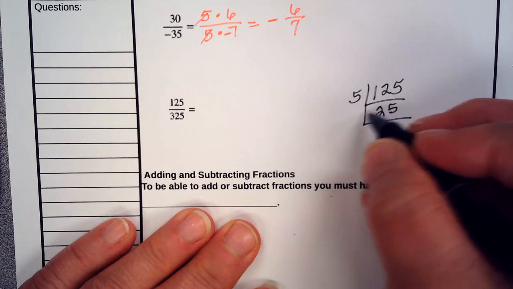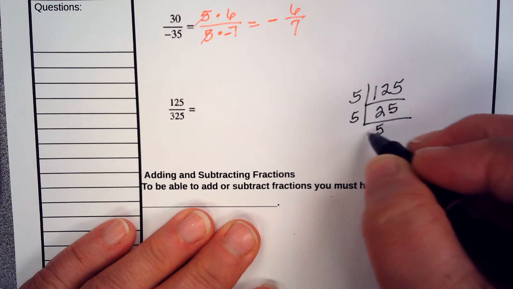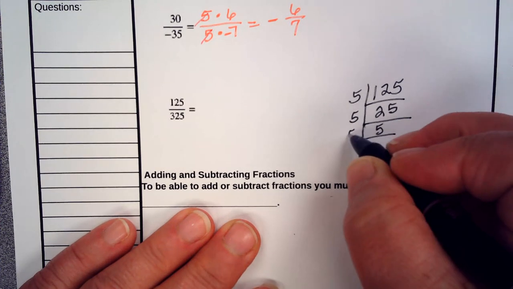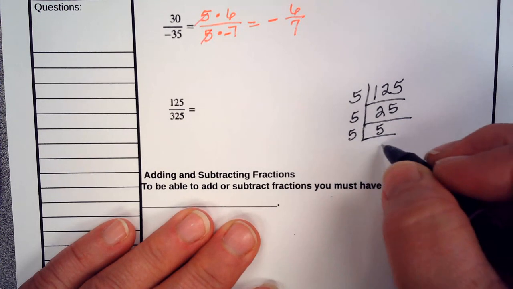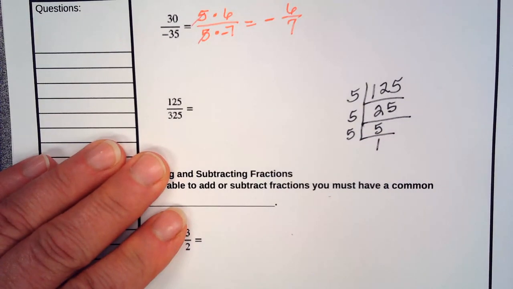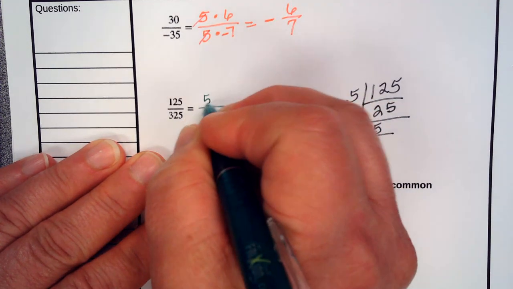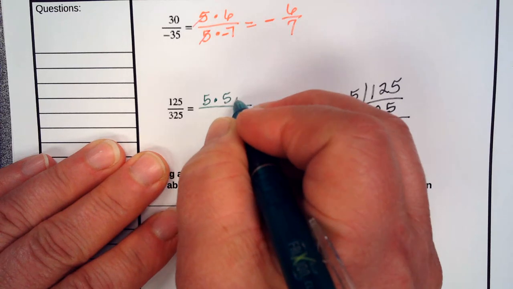25 is divisible by 5. 25 divided by 5 gives me 5. 5 is divisible by 5. 5 divided by 5 equals 1. So the factors of 125 are 5 times 5 times 5.